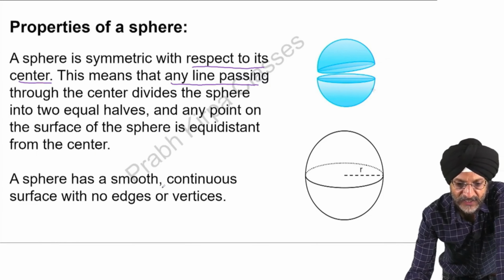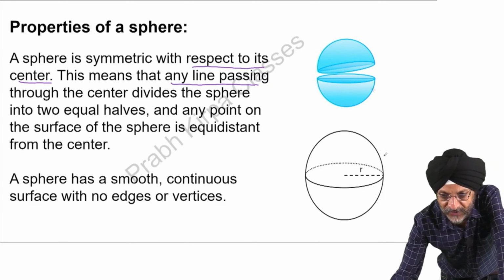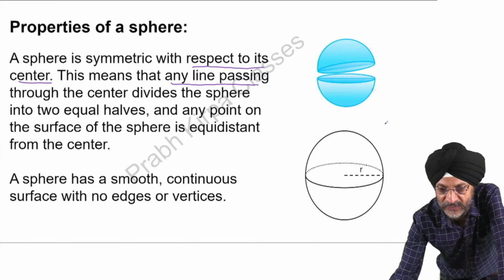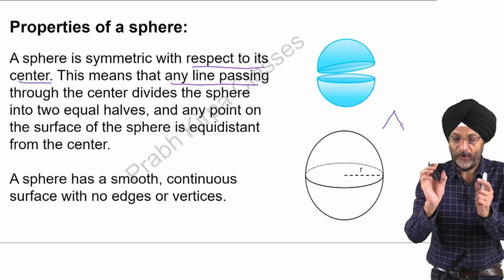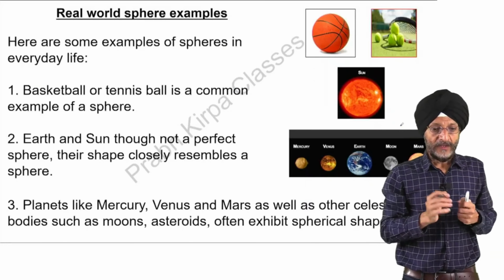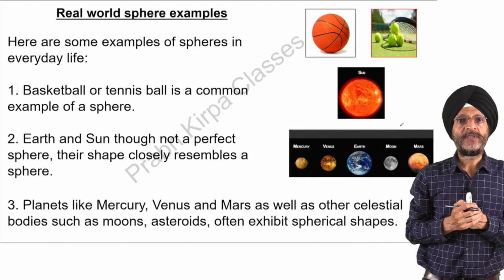A sphere has smooth, continuous surface with no edges or vertices. It means that it does not have such like pointy surface. Now the real world examples of sphere.